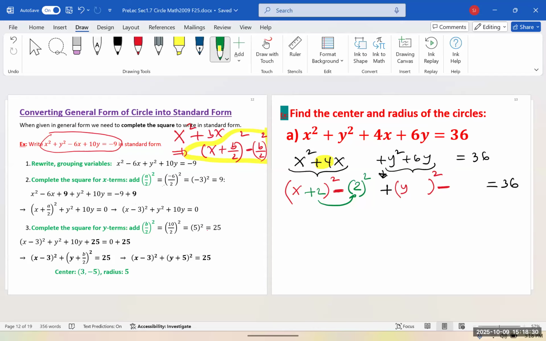Now for y, what goes inside? How much? What is half of 6? 3. So we put plus 3 inside. And how much do we have to subtract? 3 squared, not 6. 3 squared. The half goes inside. The square goes outside. In other words, we have x plus 2 squared plus y plus 3 squared. And we have minus 4 and minus 9. This is minus 4. This is minus 9. And you have your 36.